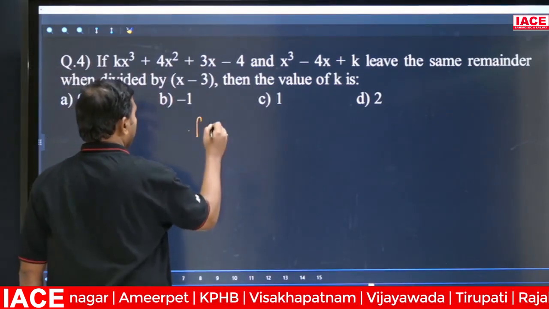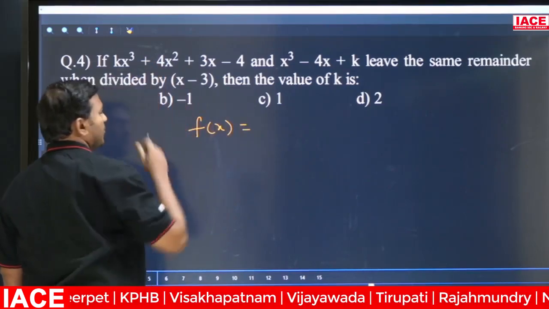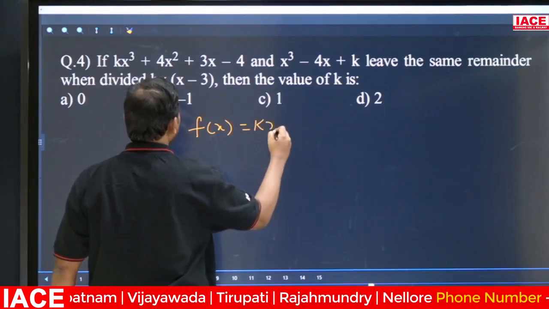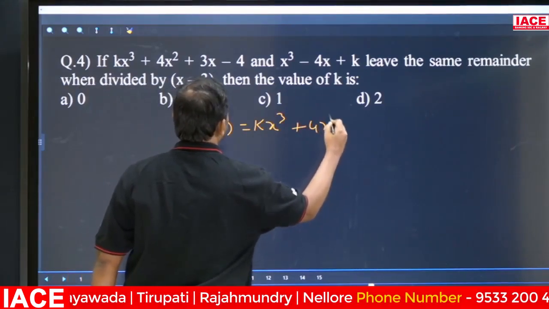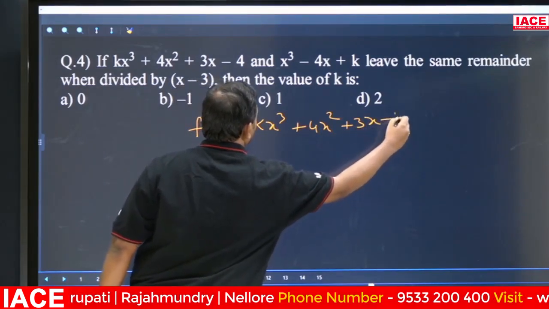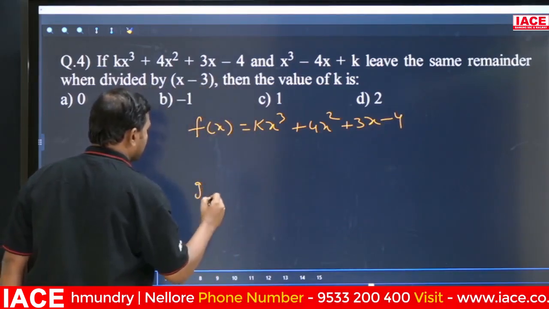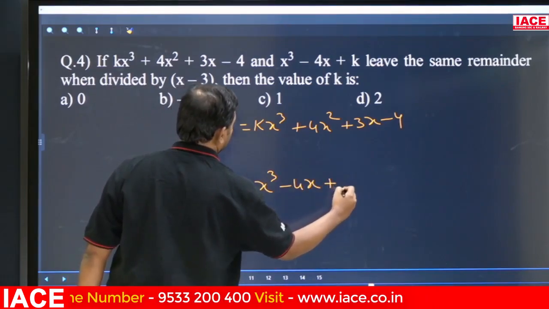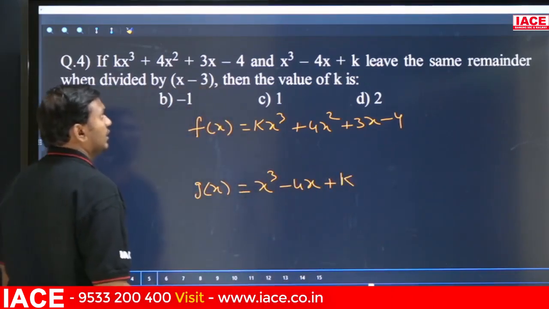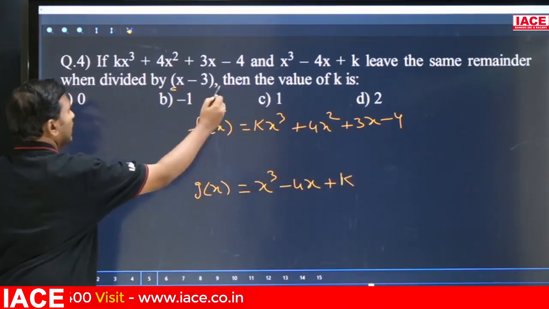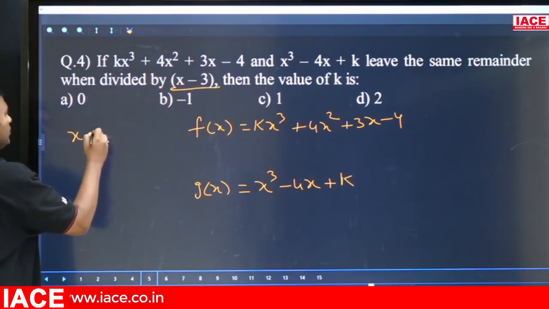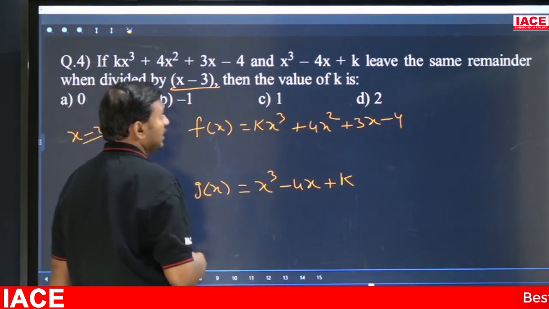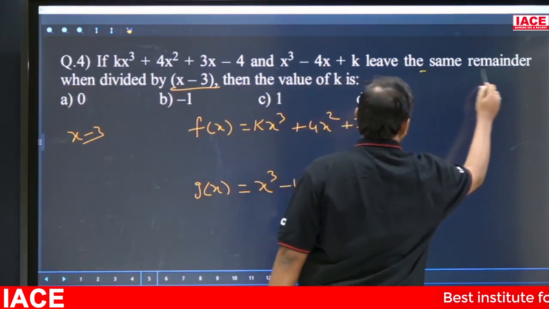First, f of x. What is the first polynomial? The first polynomial I am making it as f of x. F of x is kx cube plus 4x square plus 3x minus 4. And the second polynomial is g of x. G of x is x cube minus 4x plus k. Both are divided by x minus 3. Then the remainders are the same. He is telling us the same remainder is obtained.